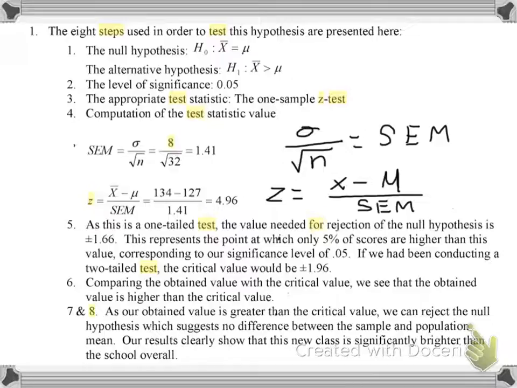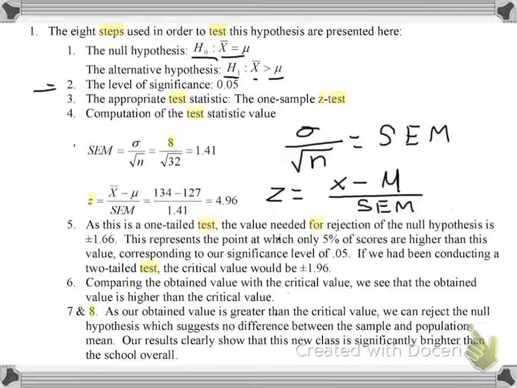We will identify the null hypothesis as H null, right here, and this states that the sample mean is equal to the population mean. Our alternative hypothesis, which is H1, is going to say that our sample mean is greater than or does not equal our population mean.